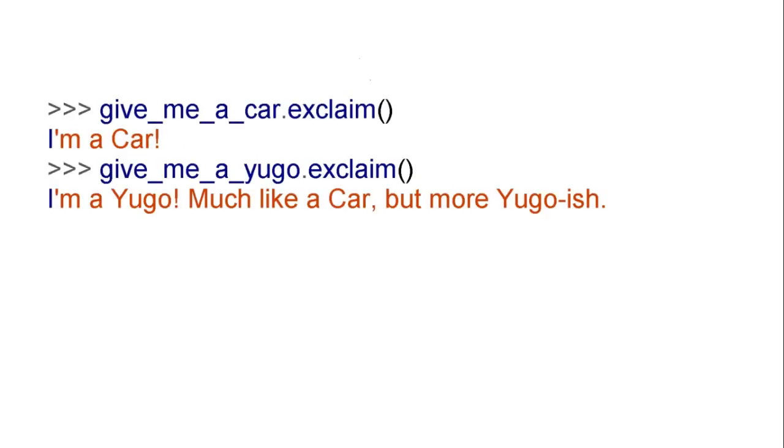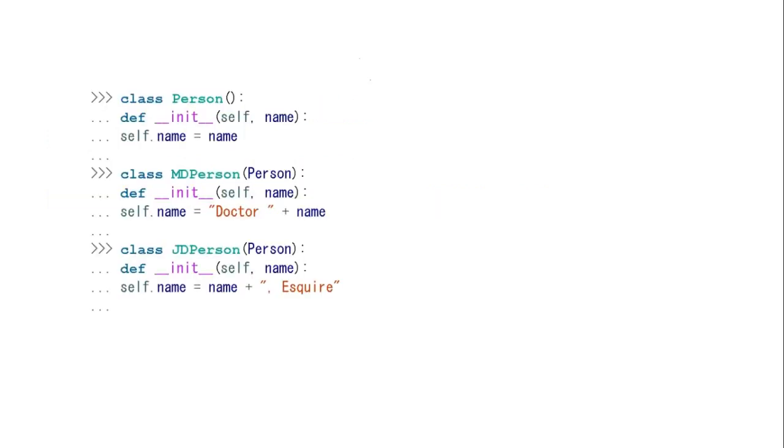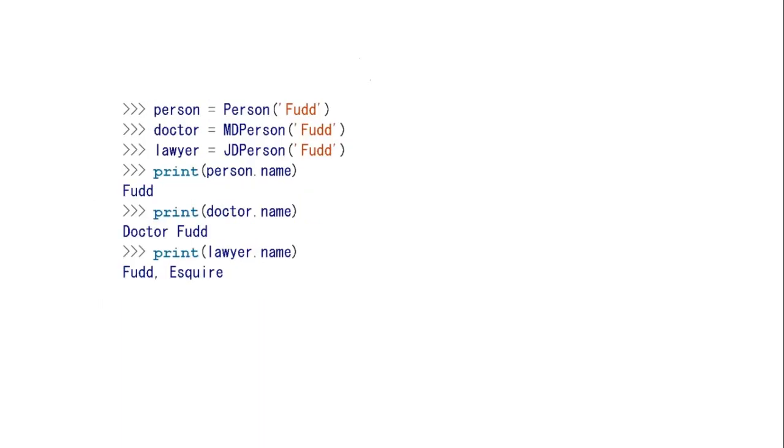In this example, we overrode the exclaim method. We can override any method, including __init__. Here's another example that uses our earlier Person class. Let's make subclasses that represent doctors and lawyers. In this case, the initialization method __init__ takes the same arguments as the parent Person class, but stores the value of name differently inside the object instance.